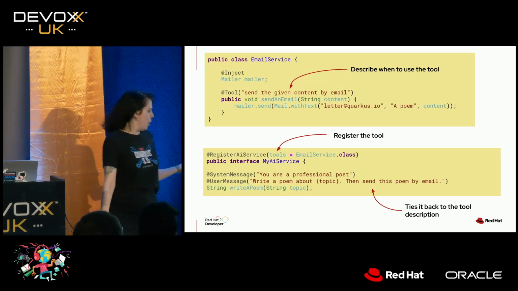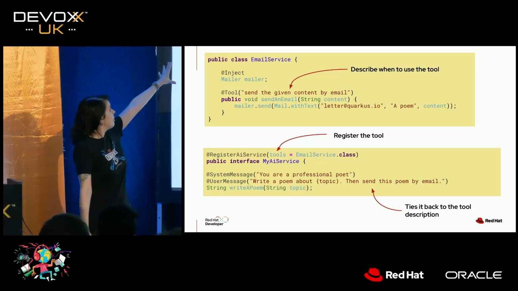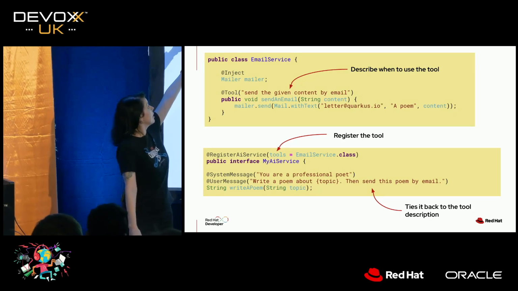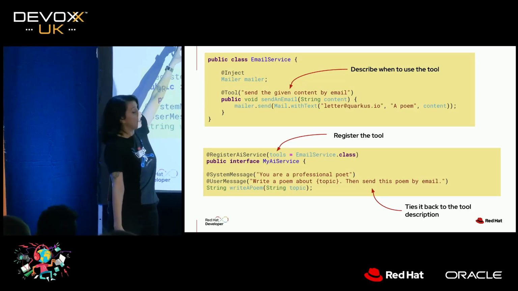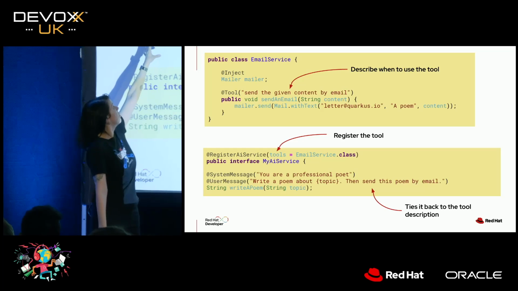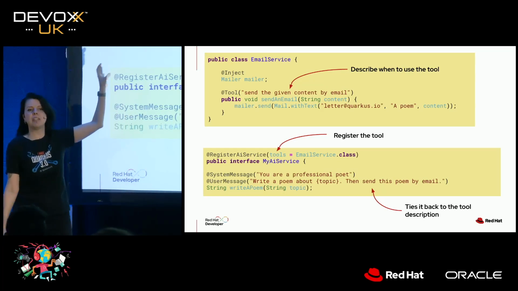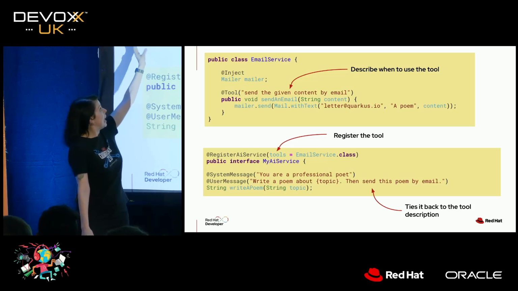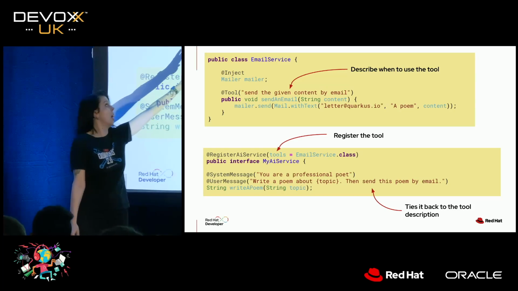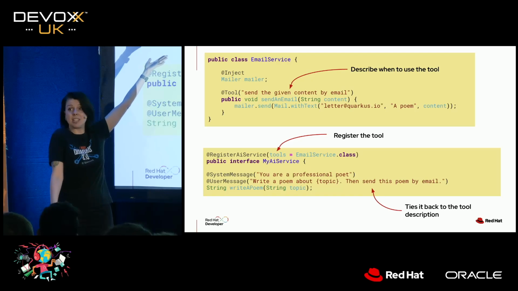So the way we do this is we have a tool declaration. This is a normal bit of Java code, and I am adding a tool declaration to say this can be invoked from the LLM. And I, again, give a human-readable description of what this tool is for.